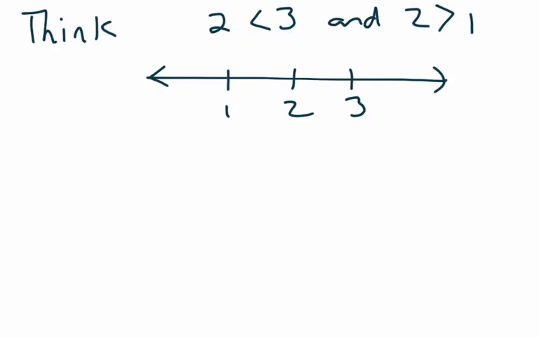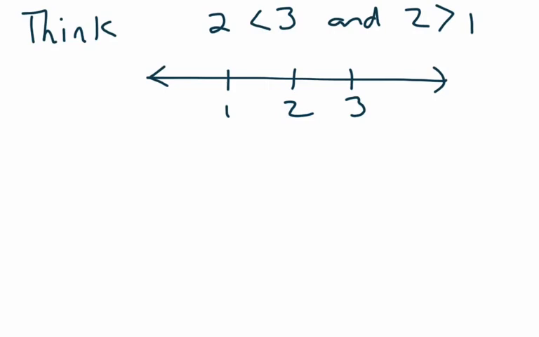I think we can all agree that that is a true statement. And also, 2 is greater than 1. On the number line, whenever we're talking about less than, we're talking about numbers to the left. So 2 is less than 3 is a way of saying that 2 is to the left of 3 on the number line. And 2 is greater than 1. Well, greater than can be represented as to the right. In other words, 2 is to the right of 1. You could also think of that as saying 2 is between the 1 and the 3.